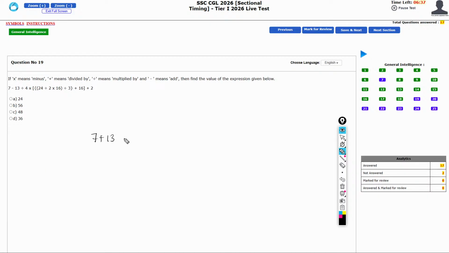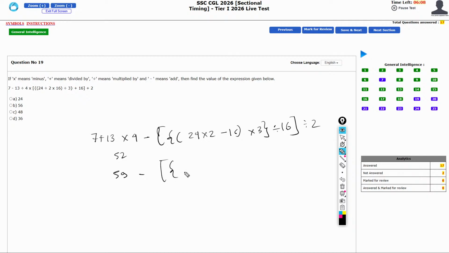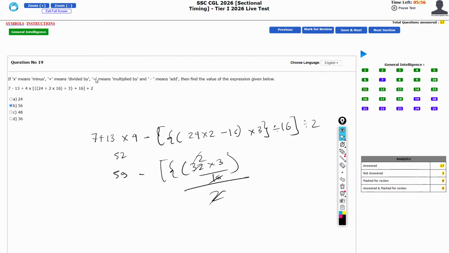Minus means add, divide means multiply, multiply means minus. 24, divide means multiply, and multiply means minus, divide means multiply, plus means divide, and plus means again divide. So this is going to be 54 plus 7, 59, minus 24, 48. 48 minus 16 is 32 into 3 by 16, 2 again divided by 2, so 3, so 56.